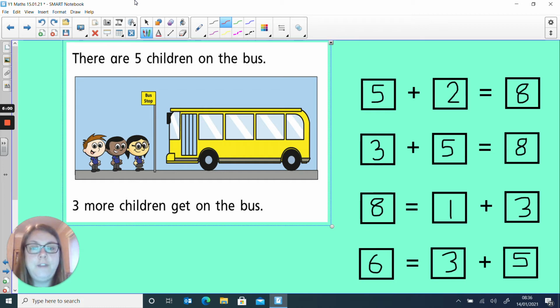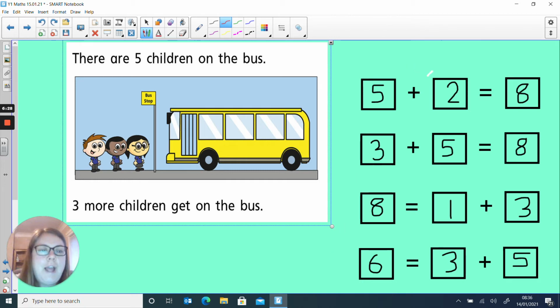There are 5 children on the bus. 3 more children get on the bus. So have a little think. What are your parts? What would the whole be? It doesn't tell us the whole. And then I want you to look at my number sentences. Which ones are right? Okay, let's go through them. Hopefully you've had enough time then. You've paused the video to have a think.